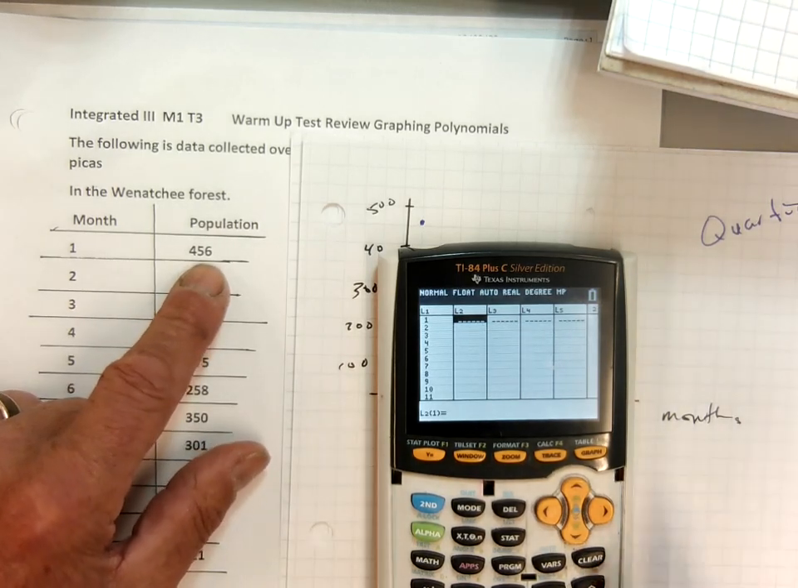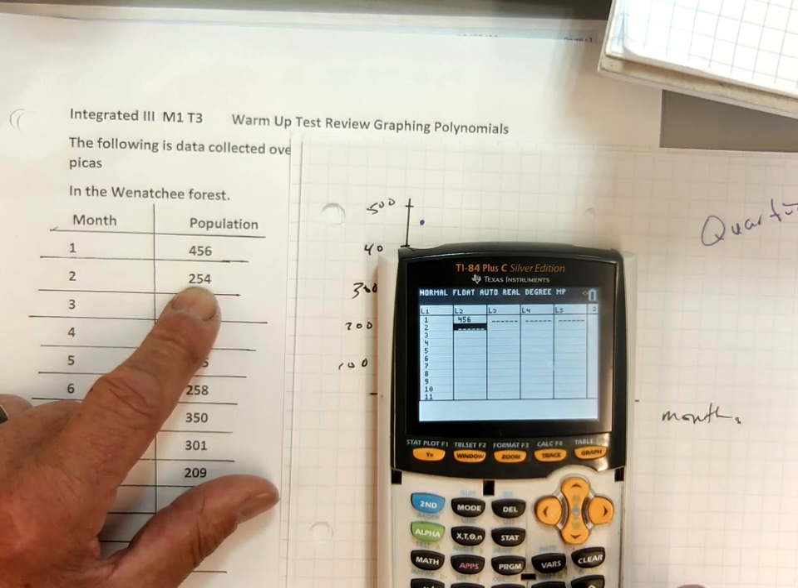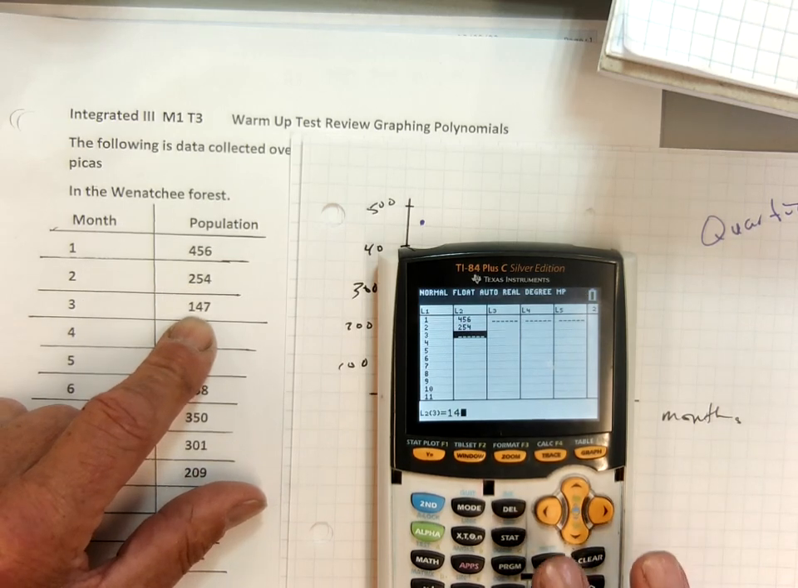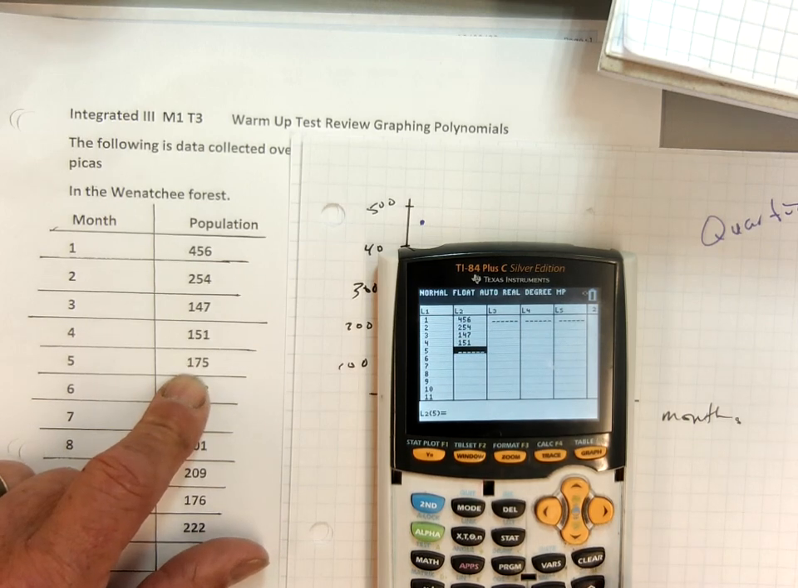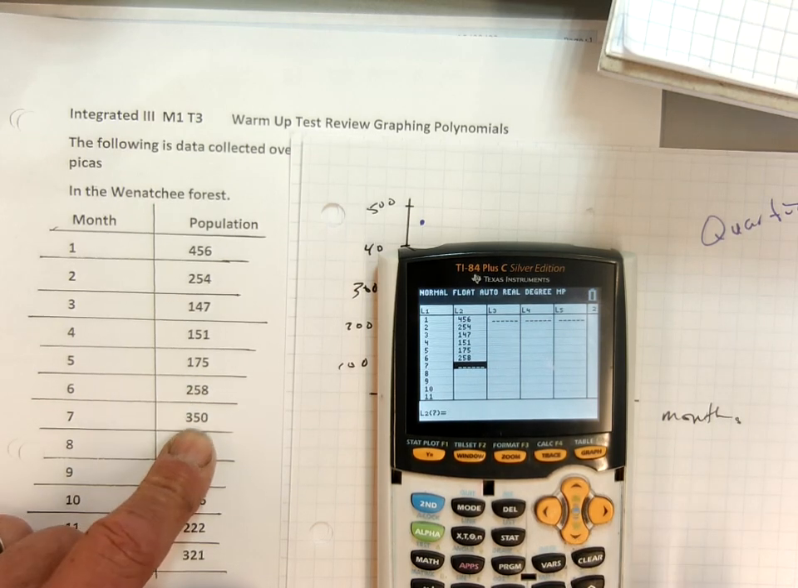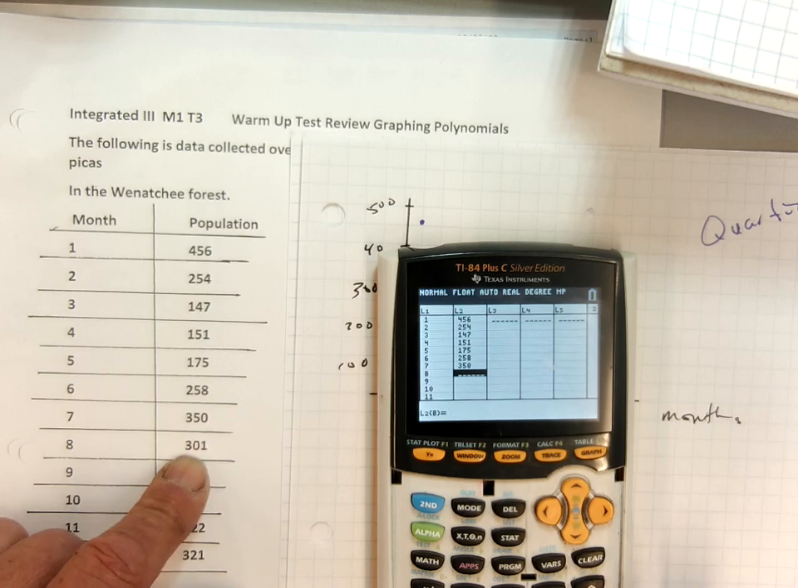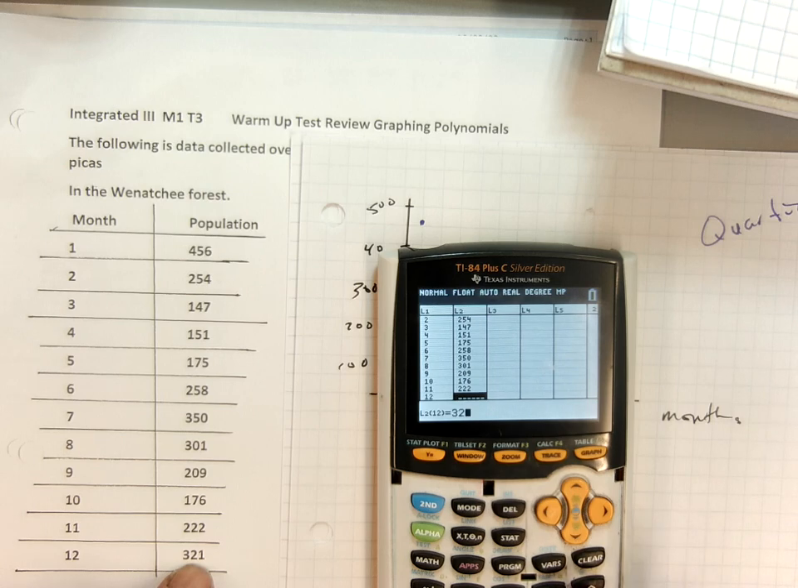456 for list 2. 456, enter, 254, 147, 151, 175. Again, you can pause the video anytime you want to get caught up. 258, 350, 301, 209, 176, 222, and 321. Hopefully I didn't make any mistakes.